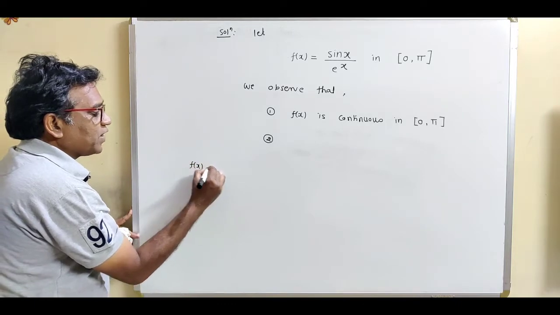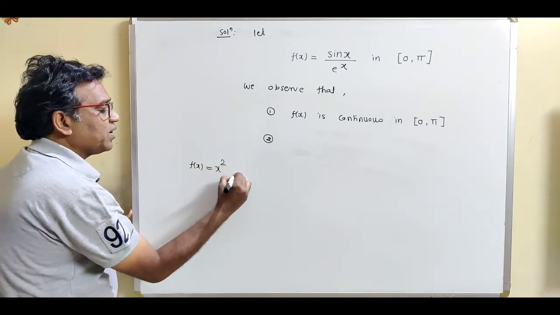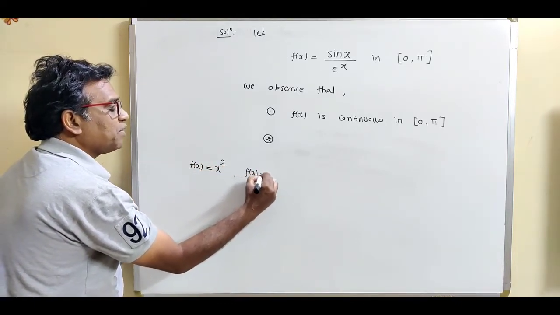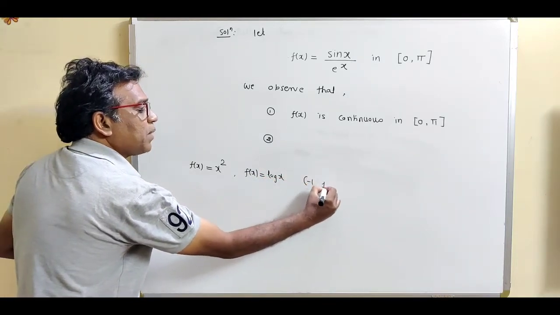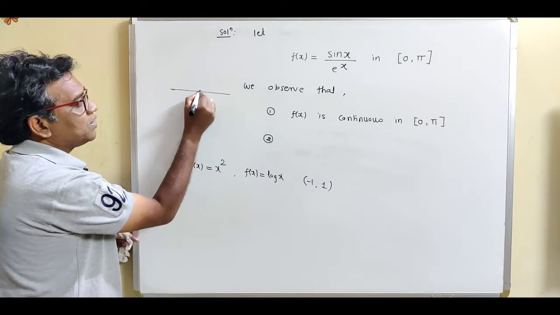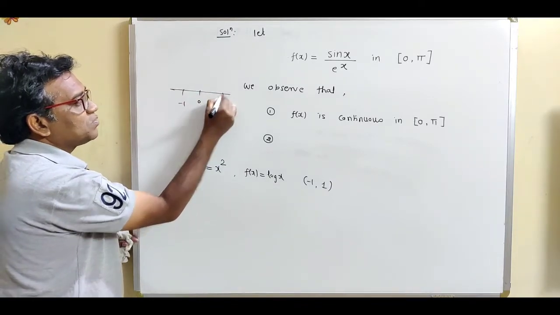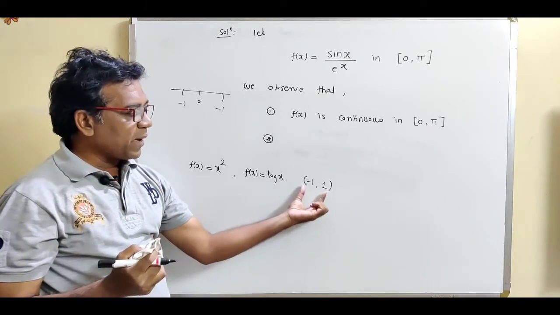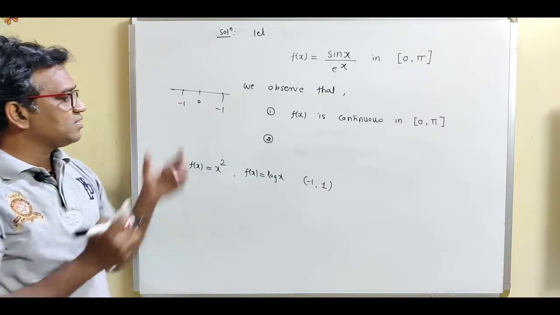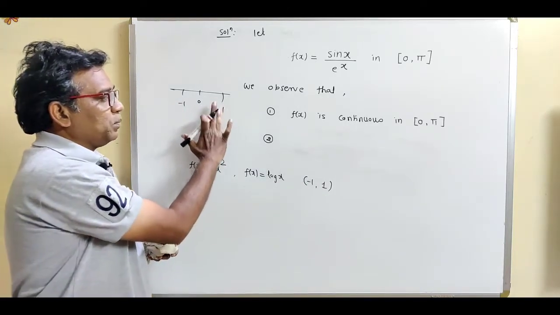Now suppose we consider f(x) equal to x square, or f(x) equal to log x, and consider the open interval -1 to +1. This interval contains 0. Just take the open interval -1 to +1, so don't take the end points -1 and +1.